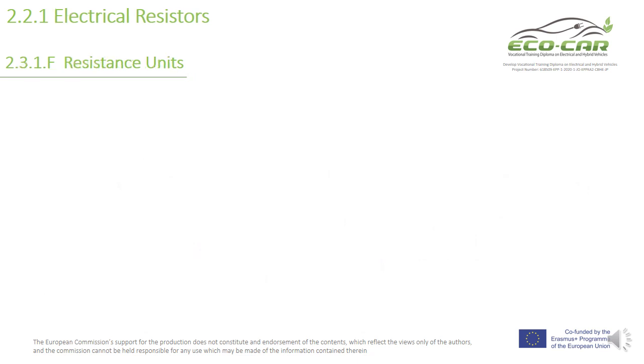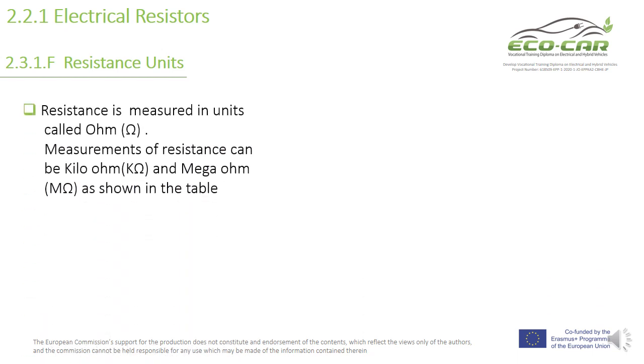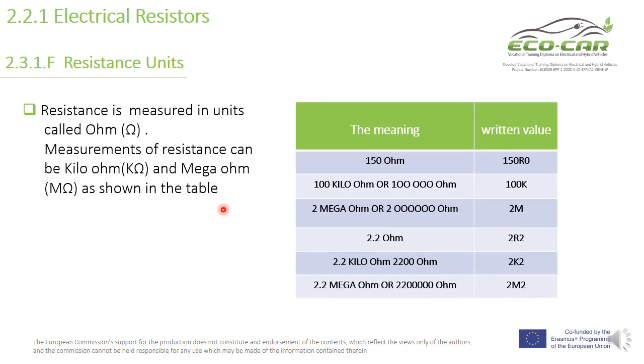Now about resistance units. Resistance is measured in units called ohm. Measurements of resistance can be kilo ohm and mega ohm as shown in the following table. As you see here, these are different resistance units. As you see here, the meaning and the written value.